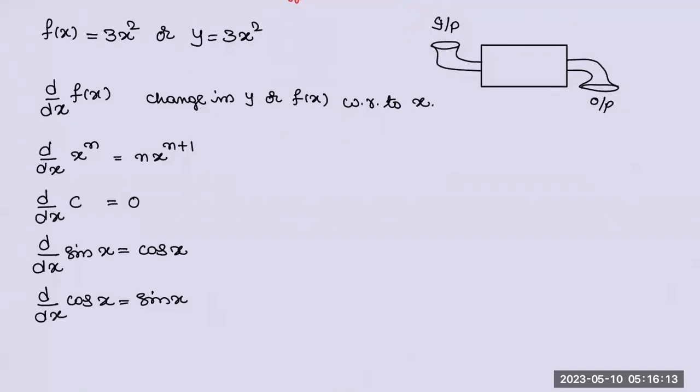Now concentrate here. Sir, one doubt, sir. Shouldn't it be n x power n minus 1? Absolutely correct. Good. Sir, I have a doubt, sir. Yeah, tell me. Shouldn't it be minus sin x in the last one? Absolutely correct. Very good.